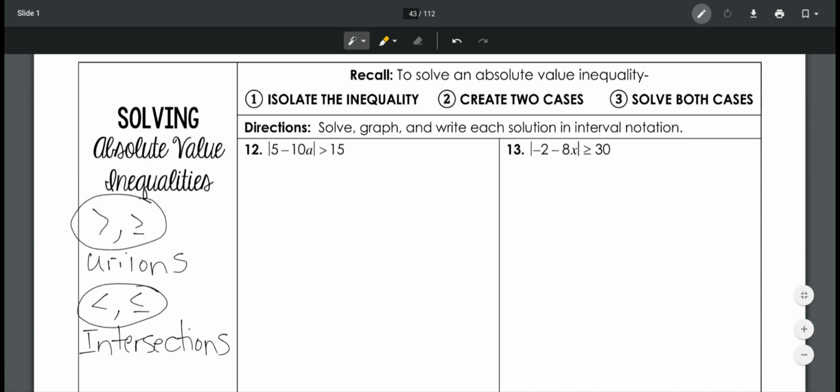So at the top of the page, it says to recall that to solve an absolute value inequality, first you must isolate your absolute value, create two cases, and then solve both cases. Our first two examples are unions. So what we are going to do first is isolate the absolute value.